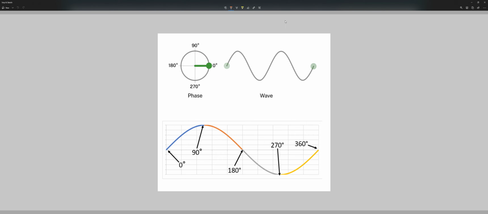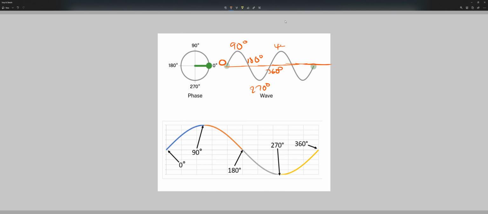Essentially, this represents 0 degrees, then it goes up, and this represents 90 degrees, then this represents 180, 270, and so on and so forth. So that's 360. Oh, I'm sorry, that's not 360. There's something in the middle, obviously. So this would be 360.